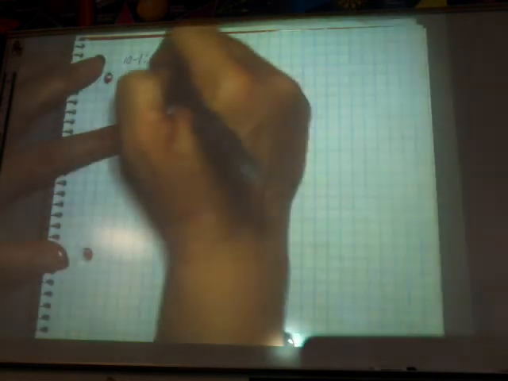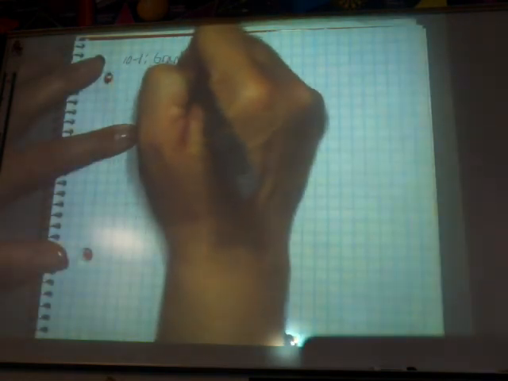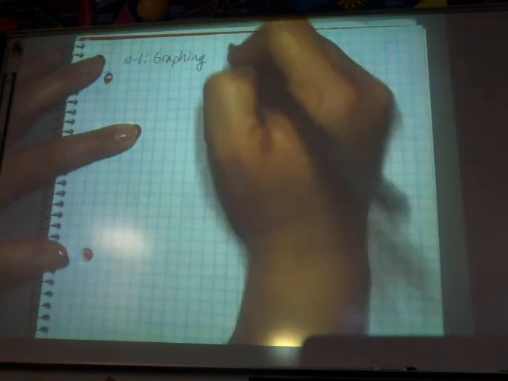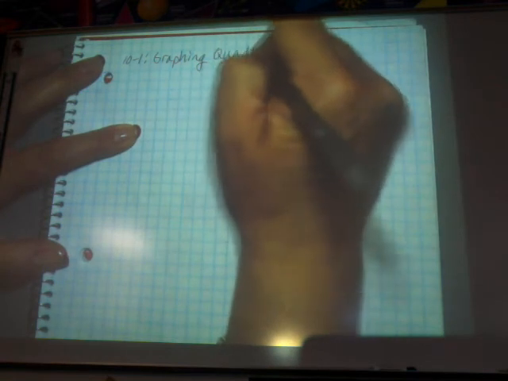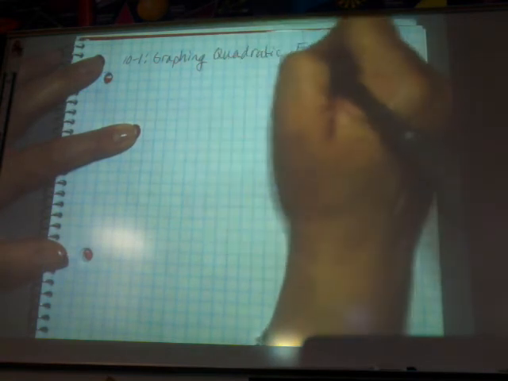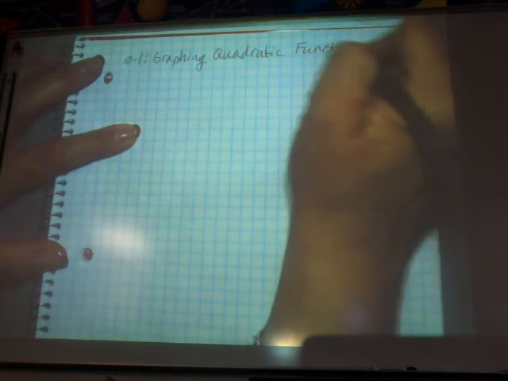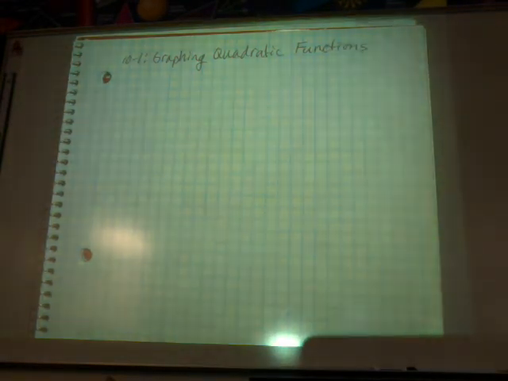All right, so 10-1, we are going to be graphing the parabolas that I've promised you for so long that we would. So 10-1, graphing, and the parabola's equations are called quadratic functions. Those are the equations in the form of y equals ax squared plus bx plus c. Remember, we factored all those in Unit 9?